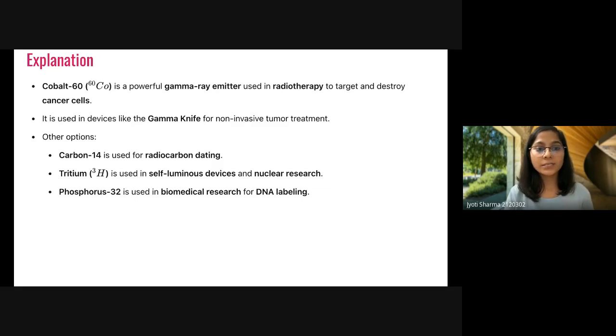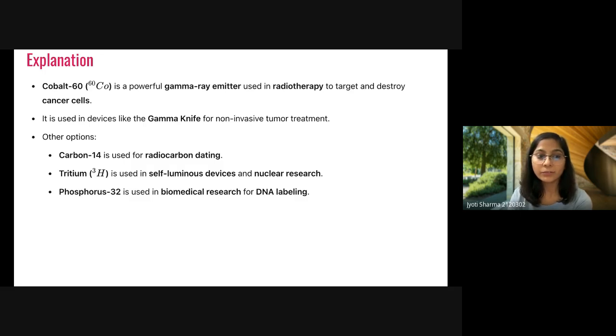So cobalt 60 is a powerful gamma ray emitter, and this gamma ray emitter is used in radiotherapy to target and destroy cancer cells. As I told you in a very initial question, gamma rays have high power. So that's why this can be used to target and destroy the cancer cell. And so it is used in devices like the gamma knife for non-invasive tumor treatment.